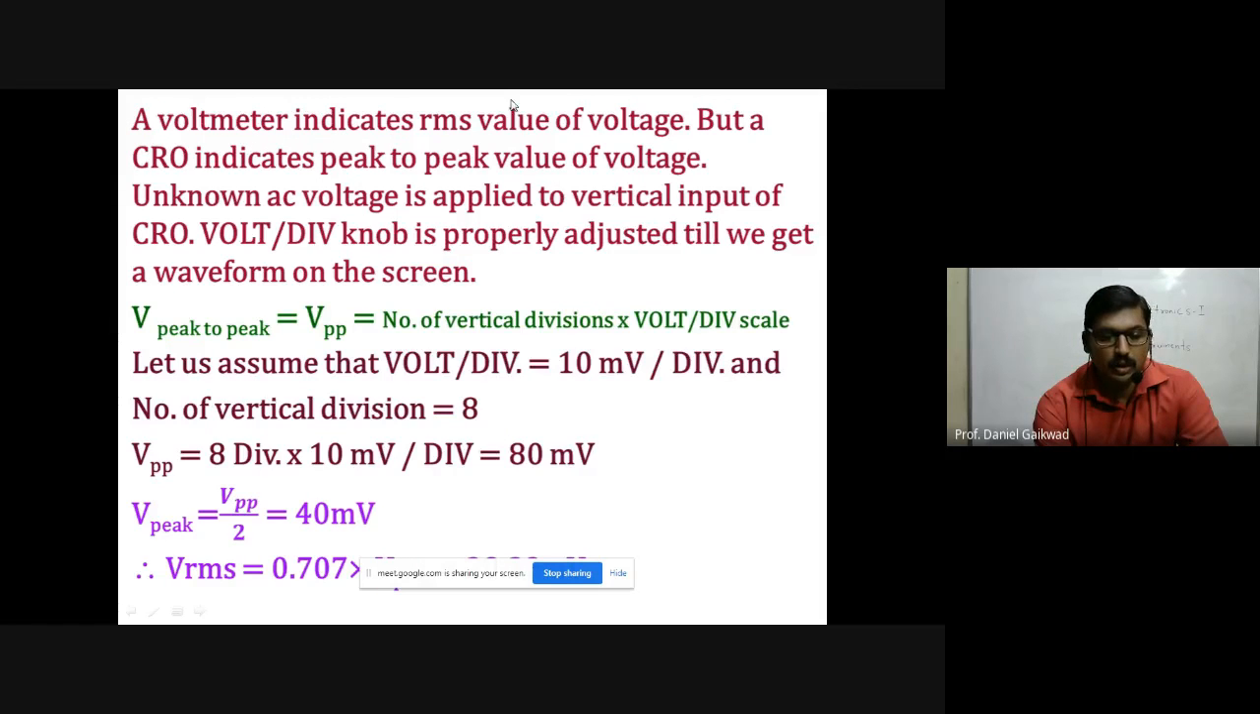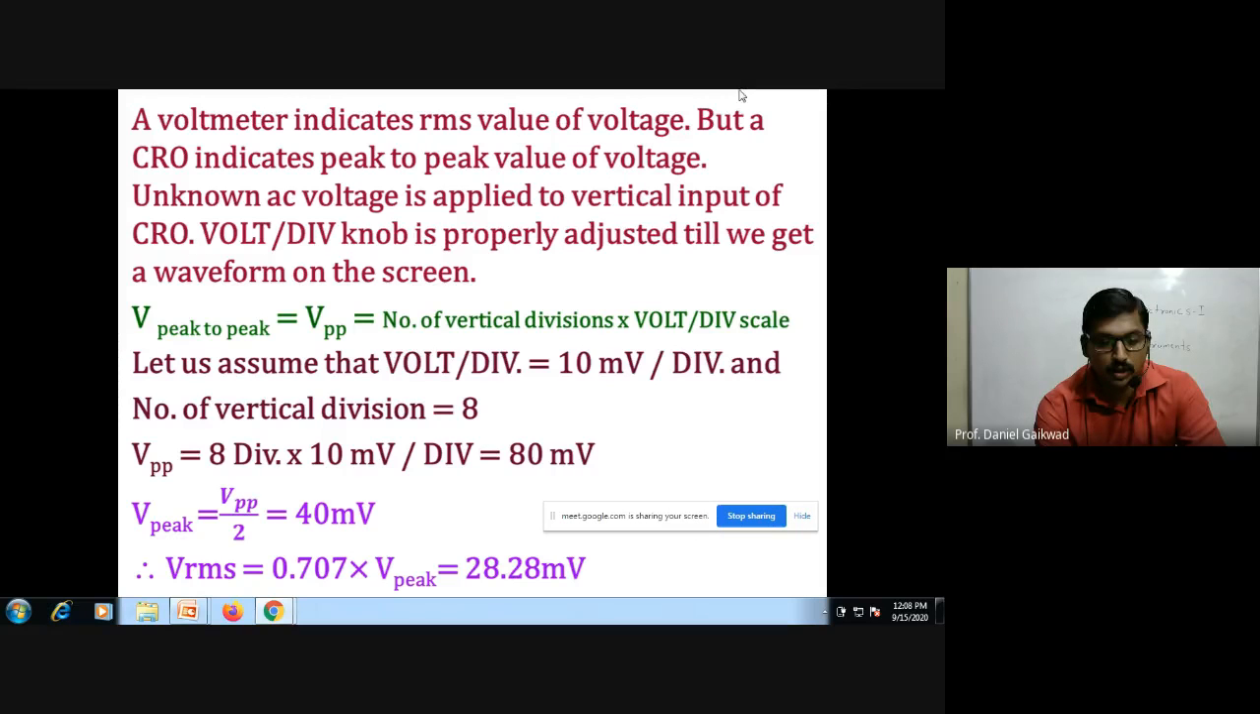A voltmeter indicates the RMS value of voltage. We already know the working of the voltmeter. It measures the RMS value of voltage, and that RMS value we can calculate with the help of the following formula. But a CRO indicates the peak to peak value of voltage. A voltmeter directly gives you, for AC, the RMS value instead of the peak value or peak to peak value. But in the case of CRO we have the peak to peak value of voltage.